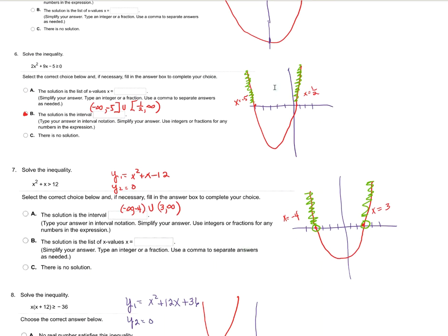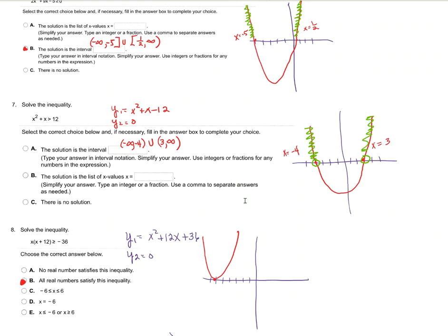Let's go to number 6. Same idea, graph it. Find those x-intercepts. We've got x is -5, x is 1/2, greater than or equal to. So that's this piece up here, this piece here. So we have -∞ to -5, bracket, u, bracket 1/2 to infinity.